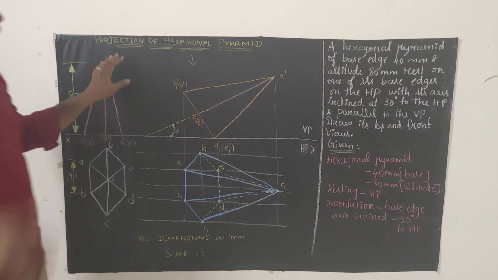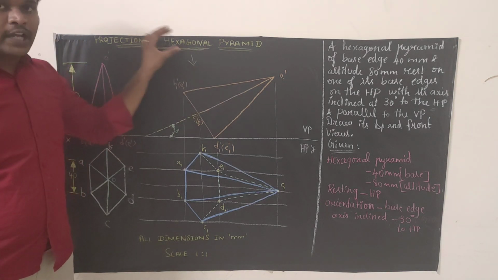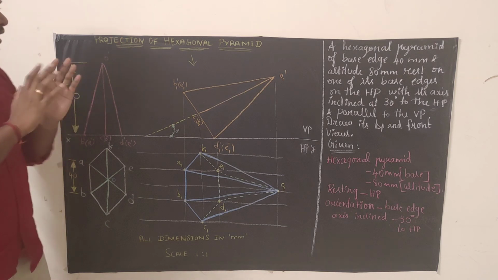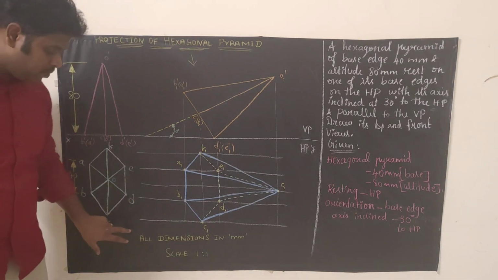Next you have to write the title. The title is projection of hexagonal pyramid. The height of the heading text should be 10 mm. You have to write with bold letters, neat and legible. Projection of hexagonal pyramid. Here the height of the text is 5 mm. All dimensions are in mm.